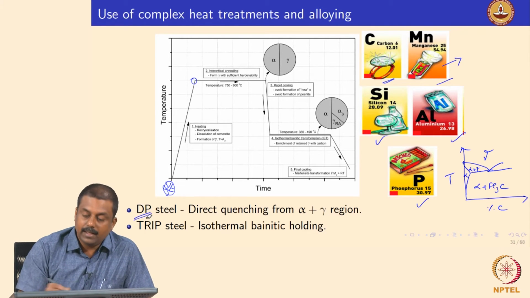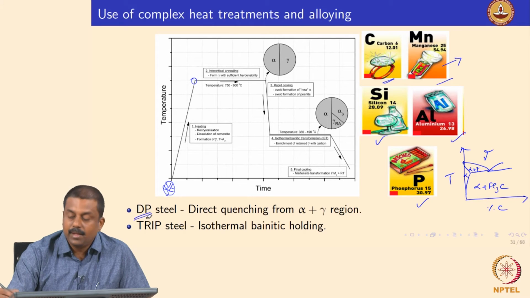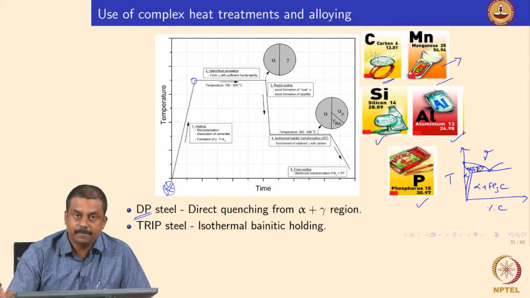Whereas in the dual phase or TRIP steel heat treatment, we will not take it to a fully austenitic region. We will take the material to a temperature where a two-phase microstructure exists, where both ferrite and austenite coexist. The advantage is, I will explain now.